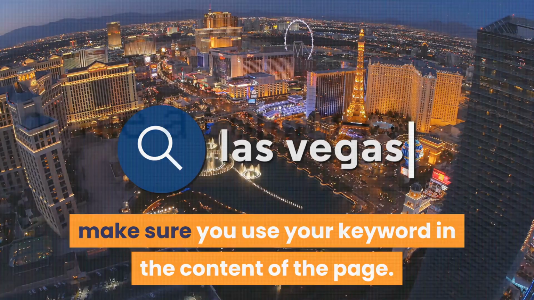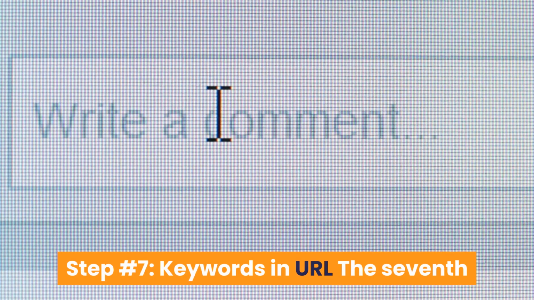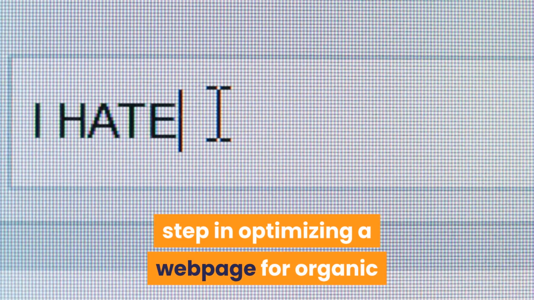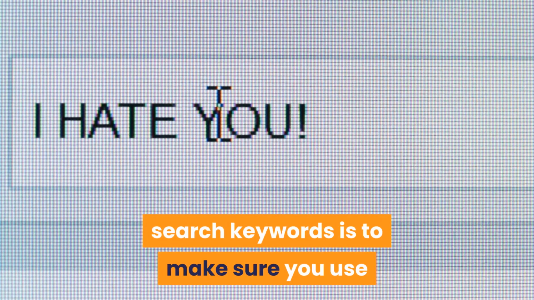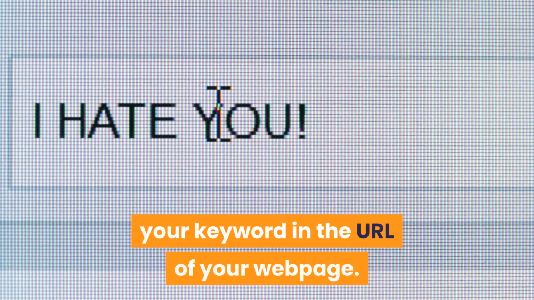To optimize a page for search engines, make sure you use your keyword in the content of the page. Step number 7, Keywords in URL. The seventh step in optimizing a web page for organic search keywords is to make sure you use your keyword in the URL of your web page.